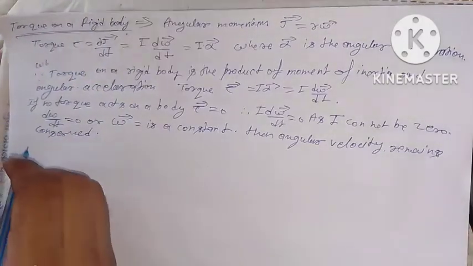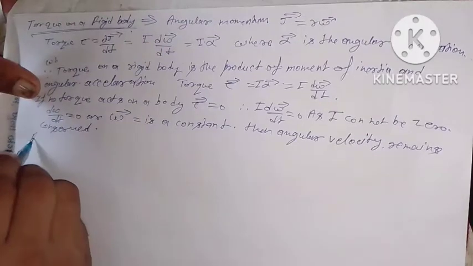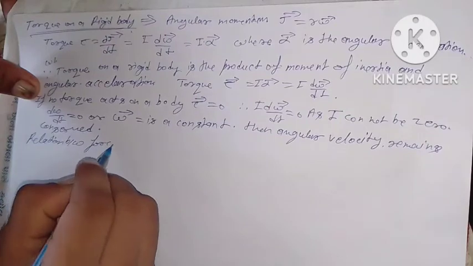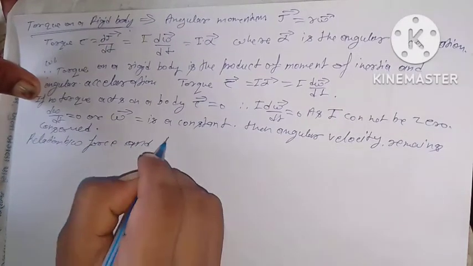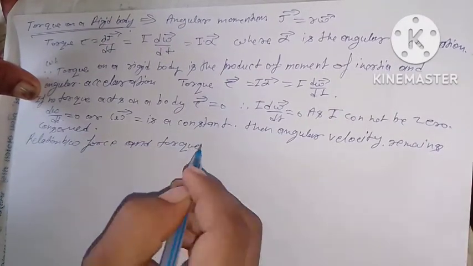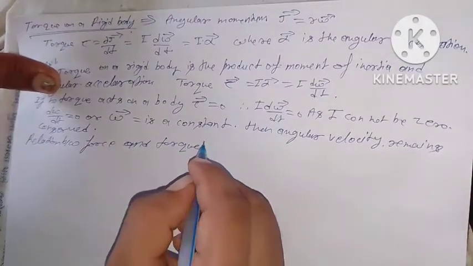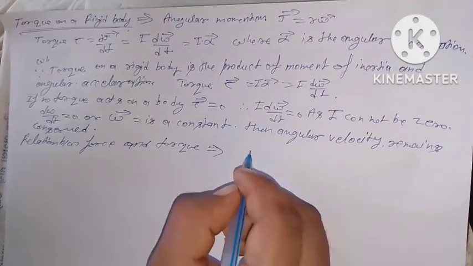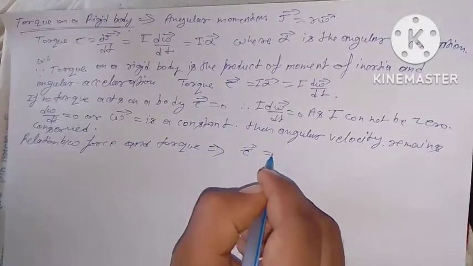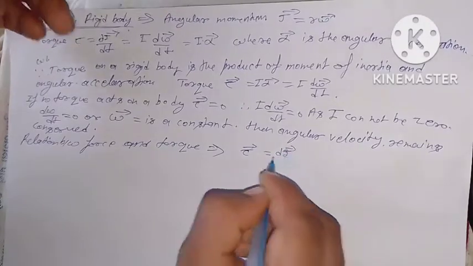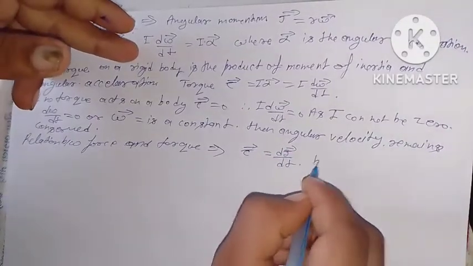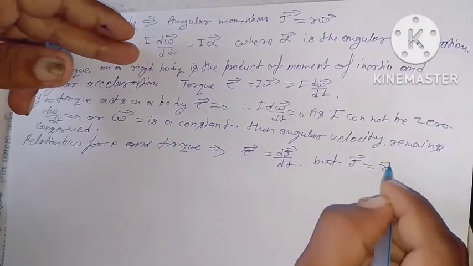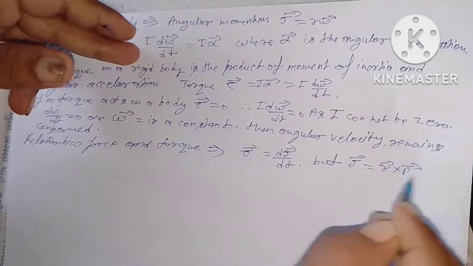Relation between force and torque. Torque is defined as the time rate of change of angular momentum. Vector tau equal to d vector J upon dt. But vector J equal to vector r cross vector p.